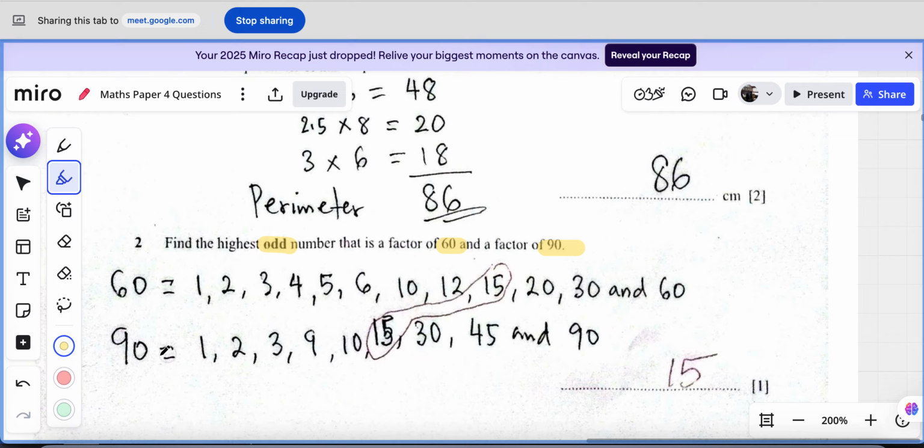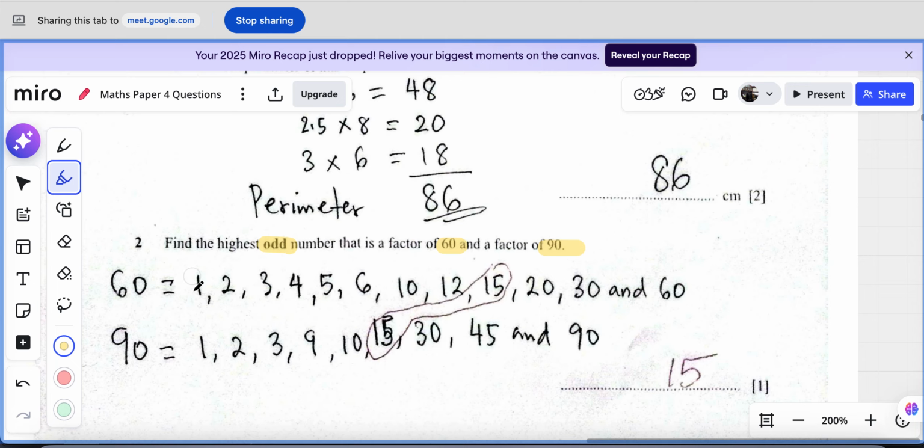Now we write down the factors of 90. 1 can go into 90 without a remainder. 2 can go into 90. 3 can go into 90. 9 can go into 90. 6 can go, right? Maybe 6 can go. But even if it can go, it's an even number, so it's not an odd number. So they are telling us the highest odd one. 9 can go into 90. 10 can go into 90. 15 can go into 90. 30 can go into 90. 45 can go into 90, which is half of the number. After half of the number, the next factor is the number itself.